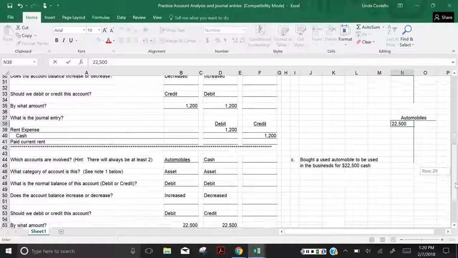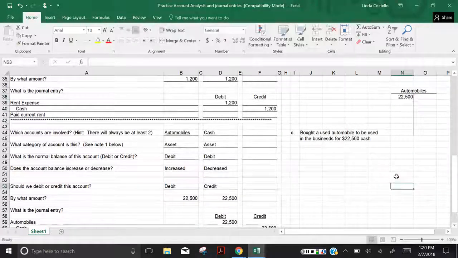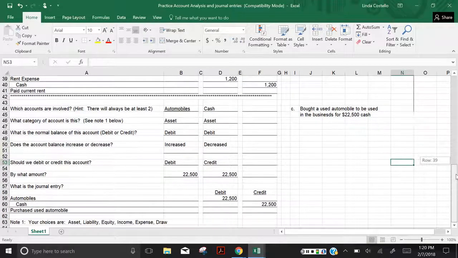So that's just taking what we did in Chapter 3 a tiny step further. We did the same analysis. We posted the T accounts, but what we did in between was to write a journal entry. In the next video lecture, we'll do some more practice using an actual journal page and an actual ledger page. See you next time.